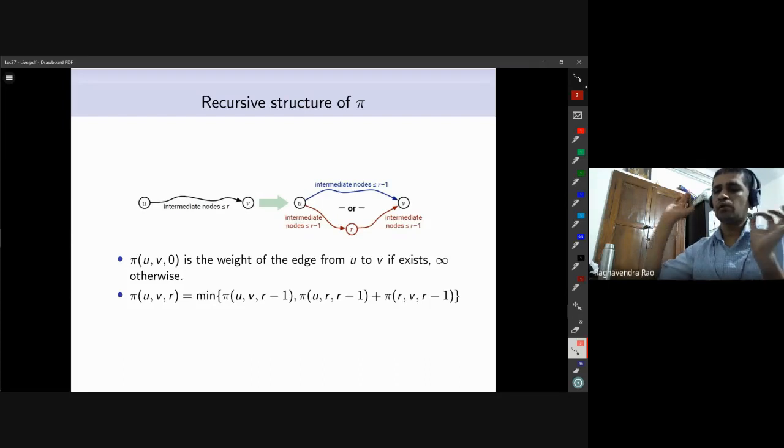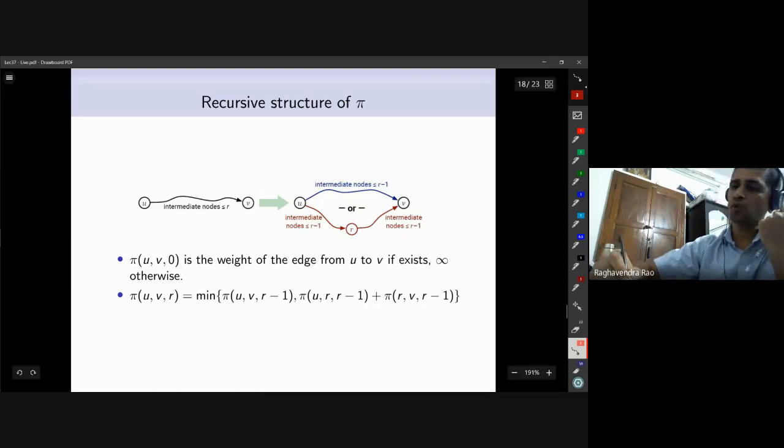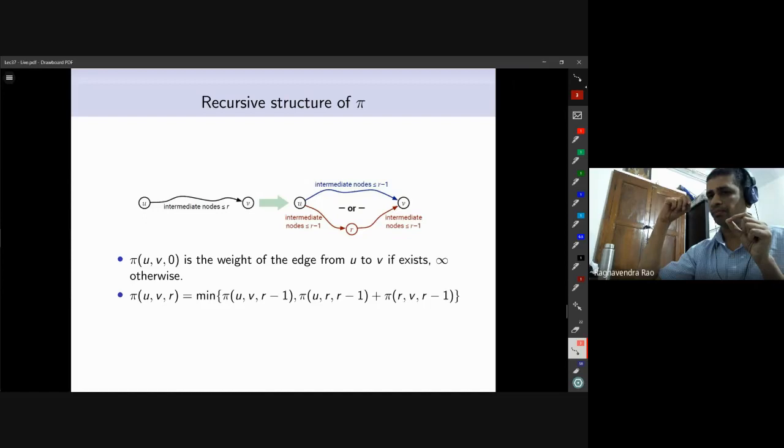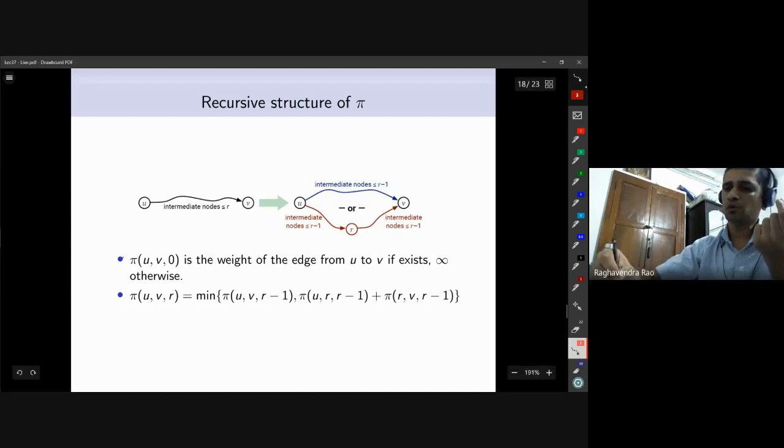See, any path from u to v that uses only vertices from 1 to r as intermediate vertices can be of two types. One is it either uses only vertices from 1 to r minus 1, that is this blue colored, or it uses r. Remember that these are paths, so it uses r only once. Look at the point where it uses r. Until here, it should be a path from u to r which uses only intermediate vertices from 1 to r minus 1. Similarly, r to v should also be a path which uses only nodes from 1 to r minus 1.